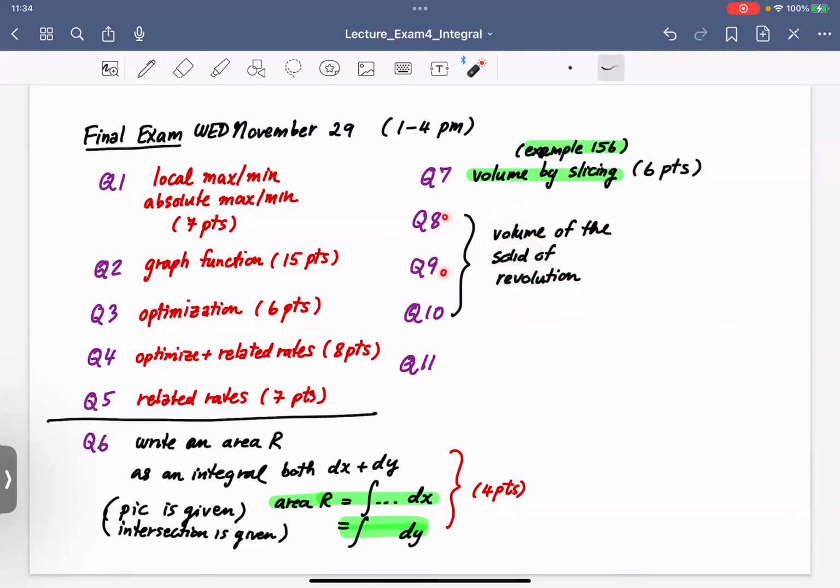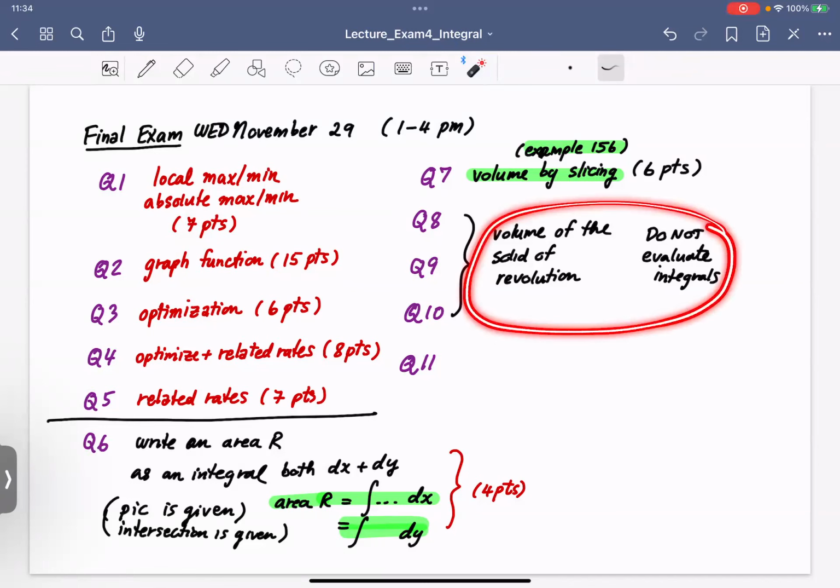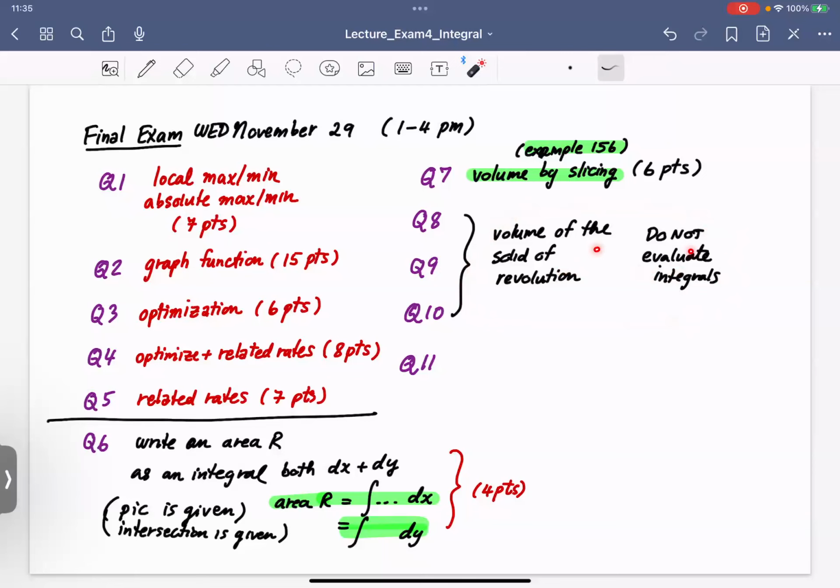It looks like we have so many questions here, but the questions are super short because we're just going to ask you to set up the integral, but you don't have to integrate. If you read the question and it says do not evaluate the integral, you don't have to integrate, okay? I will explain more about this type of question later, when we hit the content about the disk and shell methods.